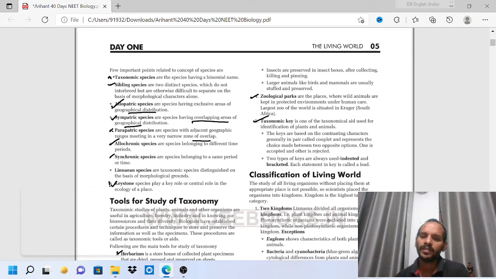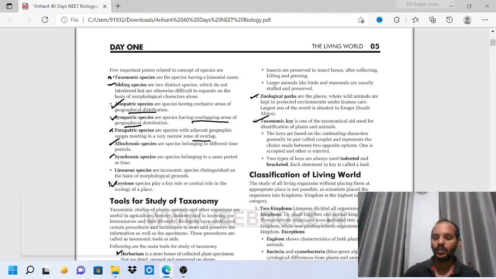Taxonomic key is one of the taxonomical aids used for identification of plants and animals. With the help of a taxonomic key, we identify animals or plants according to different characters. We classify, and after that, with the help of the taxonomic key, we find out the names of animals and plants. So it is a taxonomic key.